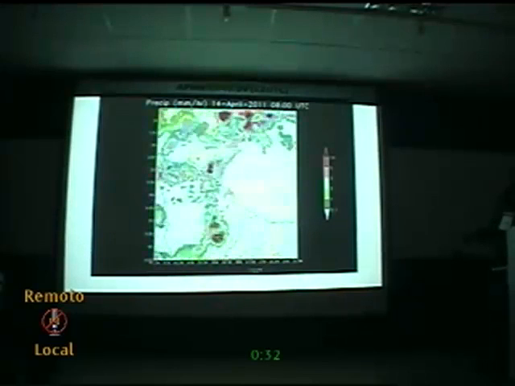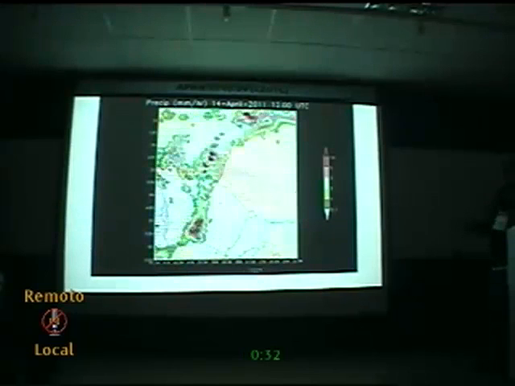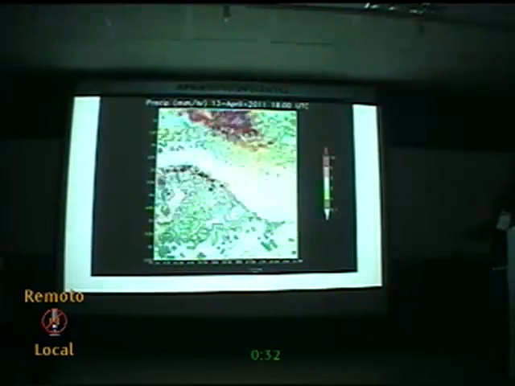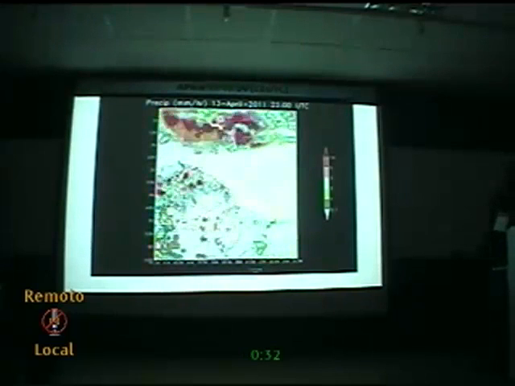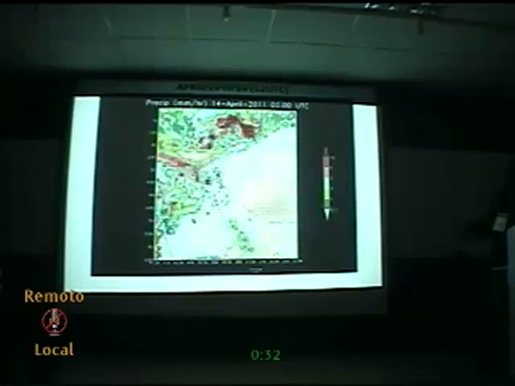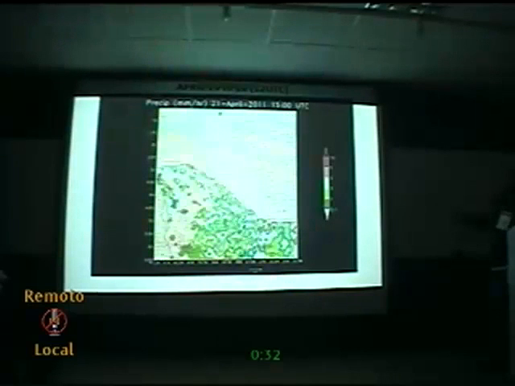The model is showing some very interesting interaction between the ITCZ and land breeze over the region. And we can see the formation of all these convective systems over this region over here. I found it very, very interesting, and it seems to be very well shown by the observations as well. This is the other case, 21st April.